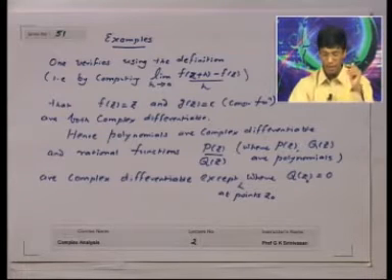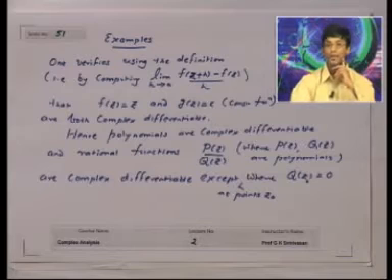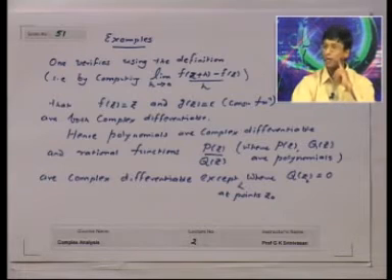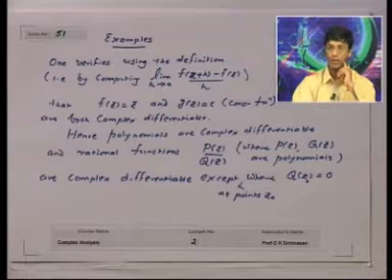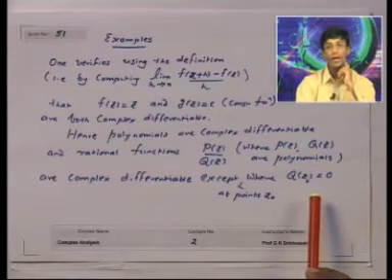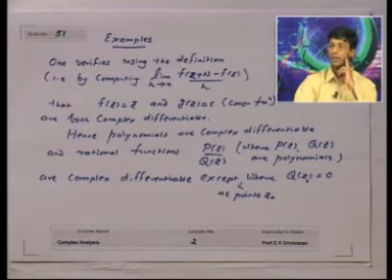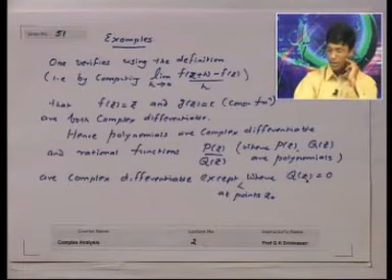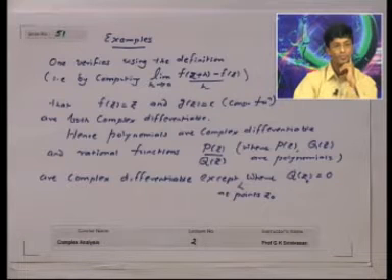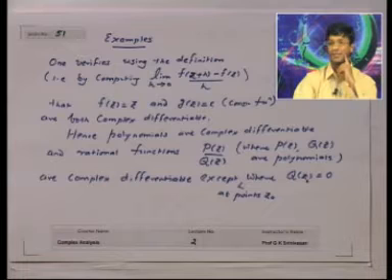Rational functions, ratios of two polynomials, p(z) upon q(z), they are complex differentiable, correct? Rational functions are complex differentiable except at points where the denominator is 0, correct? So rational functions are complex differentiable. That is all that we can get from elementary considerations. To get anything more, you need to do a little more work.